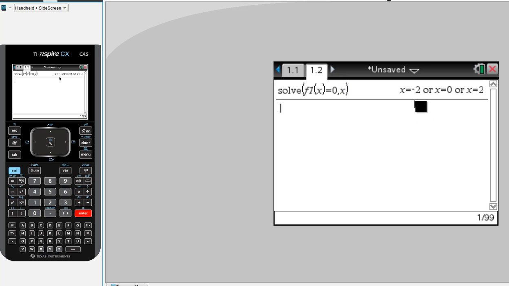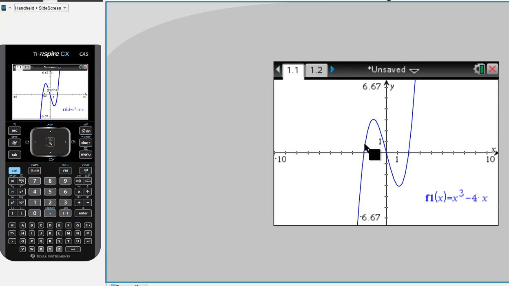Now we see that we have the zeros: x is -2, x is 0, and x is 2, and that's what we suspected. So basically I would like to calculate the integral of this function from -2 to 2. So let's do that.